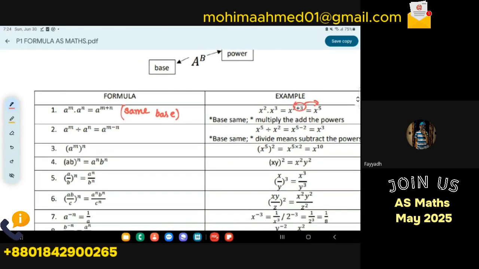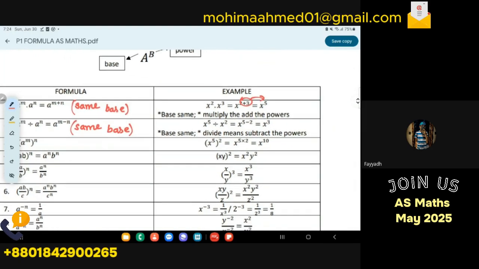And then if you have division, it's a similar concept, but this time the same bases with different powers are divided. For multiplication, you get addition in the power section, and for division, you get subtraction in the power section. And the assumption over here is again the same, that the bases must be the same, right?